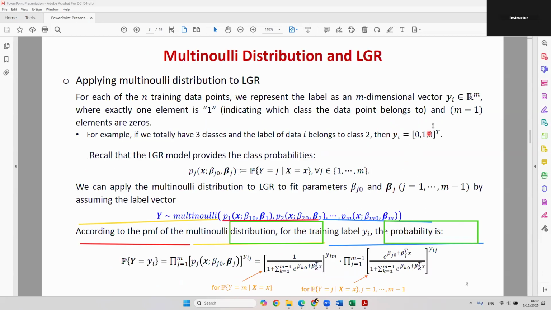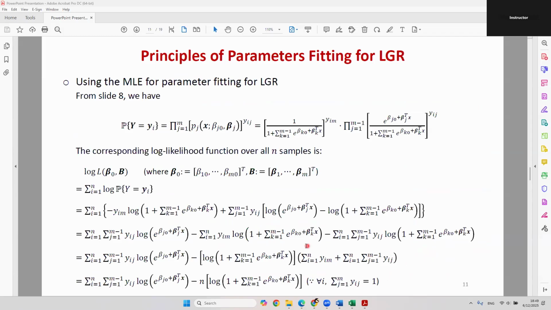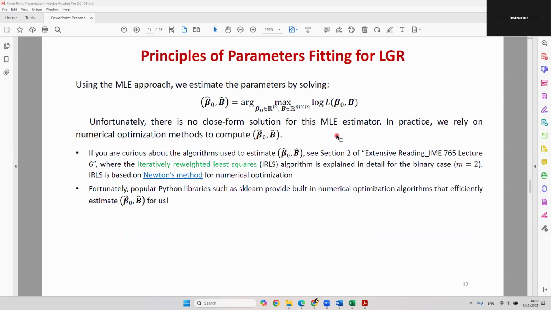Recall here, it must be equal to 1. And hence, I can simplify this item. After the class, you need to spend some time to look at it; the calculation here is very interesting. The whole item here equals n actually, and hence we just need to choose the beta k0 and the beta k vector that maximize the whole equation here, which is the log likelihood function, then done.